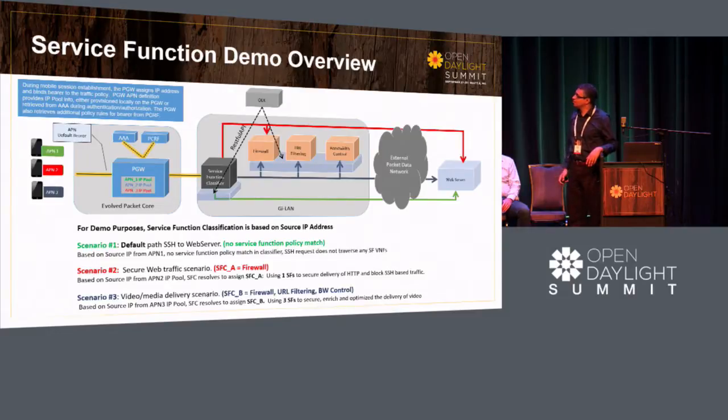The third scenario is a bit more complicated. The IP pools there get classified to go through a different chain. They go to the firewall, to the URL filter, and finally to the bandwidth control before they go out to the web server. So of course, we talked about being dynamic. You can dynamically assign different IP pools to different chains. So we'll show you that association in the demo.